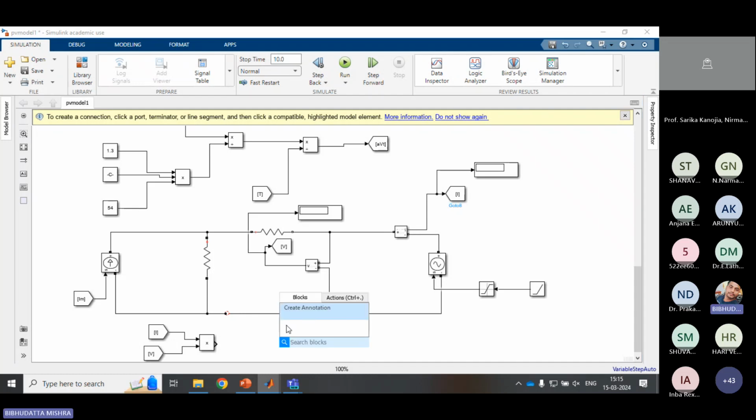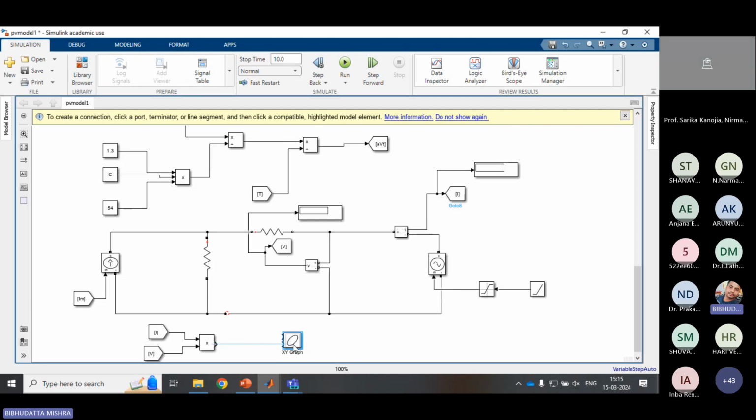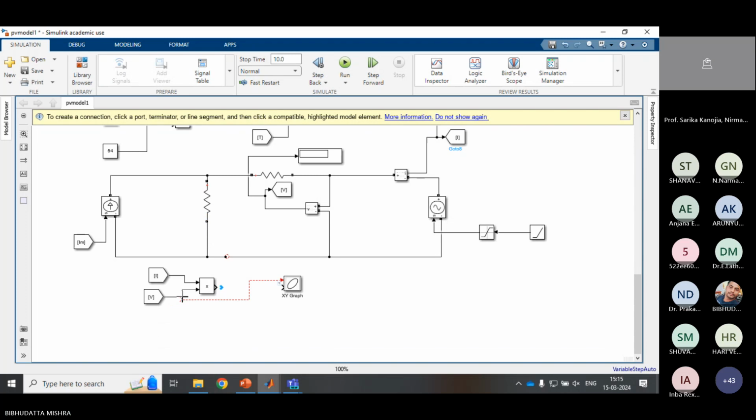Directly to XY graph block we can take to plot the same. So in IV curve, our V is taken in x-axis and I is taken in y-axis. For that purpose, we should mention that x-axis should be voltage and y-axis being the current. Another XY graph we can take. Here x-axis being the voltage and y-axis being the power in PV curve.